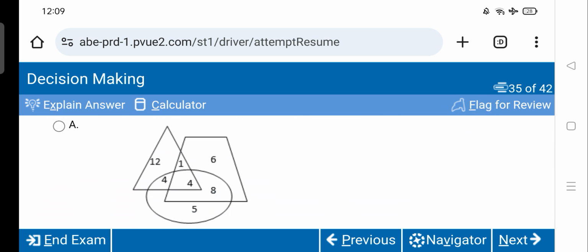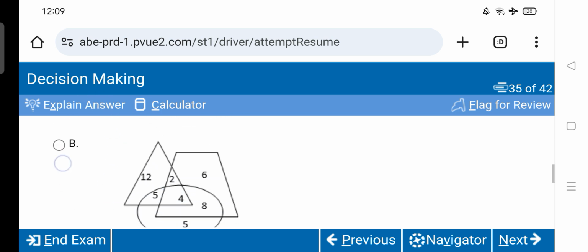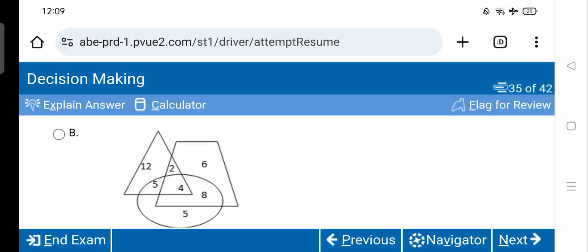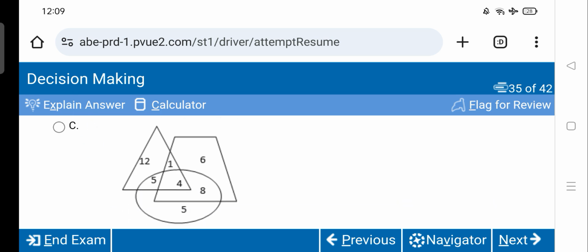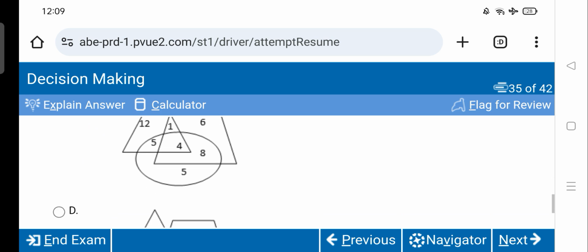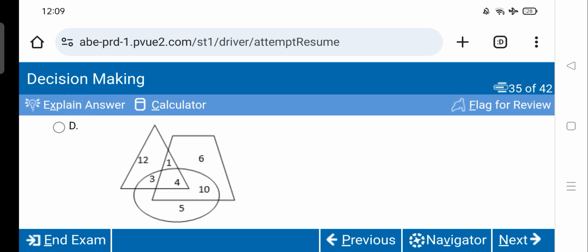Option A, having this diagram, and you can see the shapes and then the numbers. Then we have this option B, how the shapes are arranged with the numbers. Option C, representing this diagram. And then we have option D, that represents this diagram.